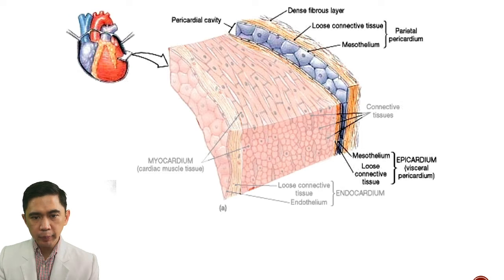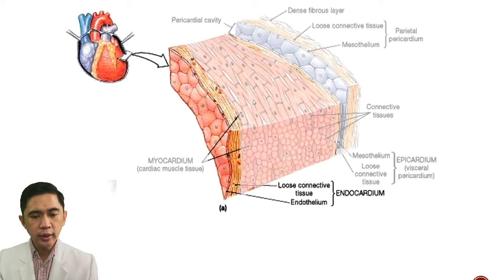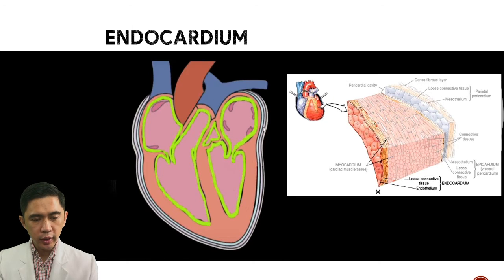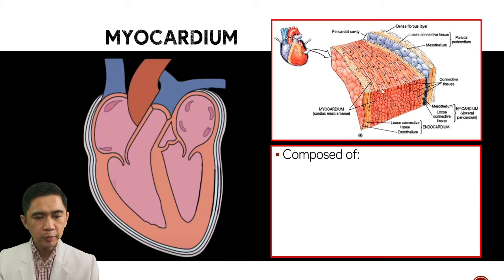It is what we call the parietal pericardium, the pericardial cavity, and the epicardium, the visceral pericardium. This is the myocardium, which is composed mostly of cardiac muscles. And this is the endocardium, which is an endothelial layer which lines the inside of the heart. Endocardium lines the inside of the heart, as well as it lines the valves of the heart.